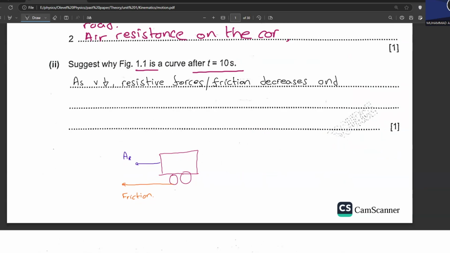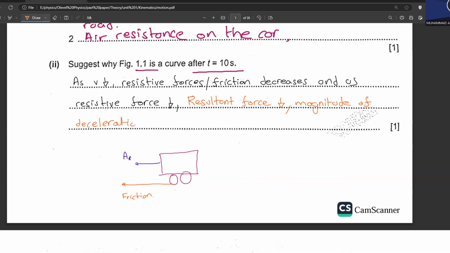As resistive forces decrease, what will happen? Can anyone tell me? Your resultant force will decrease. As resistive forces decrease, your resultant force decreases. As resultant force decreases, your acceleration also decreases. Or a better way to say it would be your magnitude of deceleration decreases.